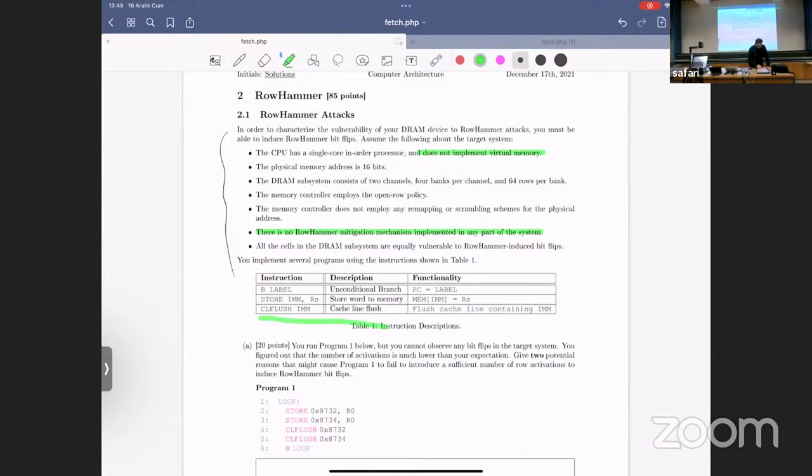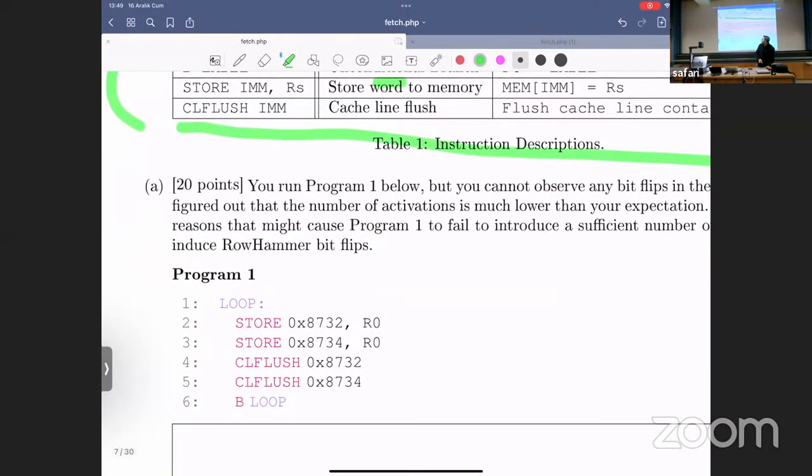You can see some definitions of some instructions here, but these are self-explanatory. Basically, there's an unconditional branch, there's store, there's CLFlush, very straightforward. If you look at this first program here, maybe I can zoom in a little bit more. It might look familiar to you from the paper presentation that Professor Mutlu did during the RowHammer lecture. So we have two memory accesses here and then two CLFlush instructions that flush the cache line back to main memory so that you hope to access main memory and hammer rows.